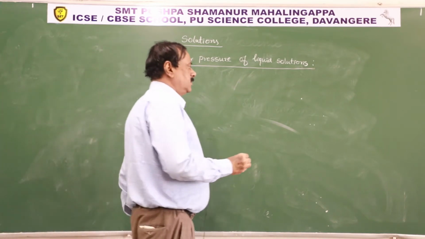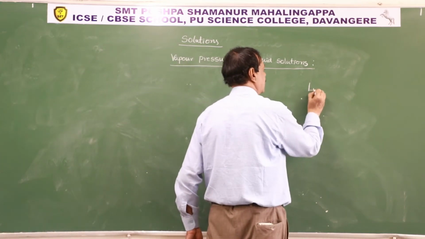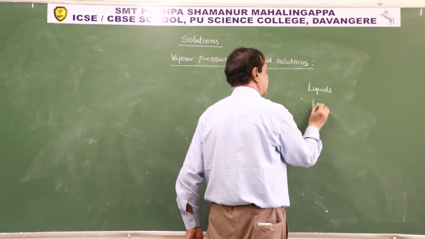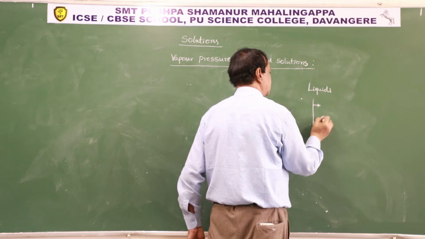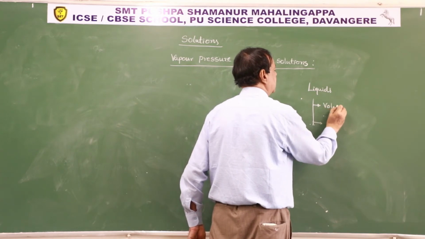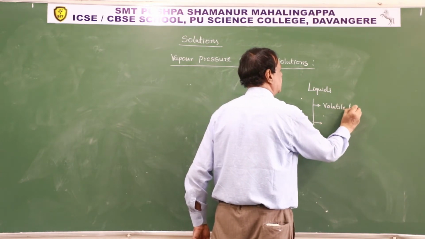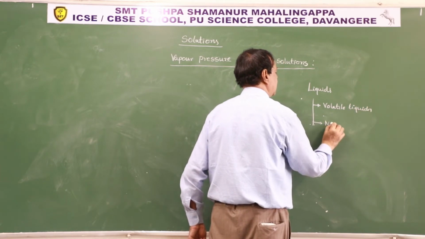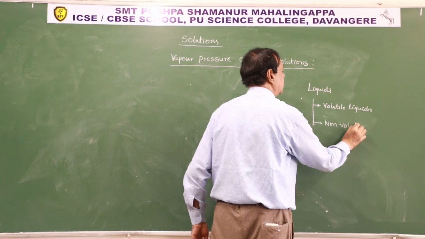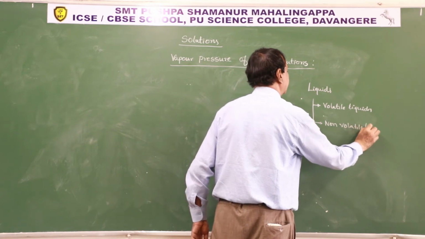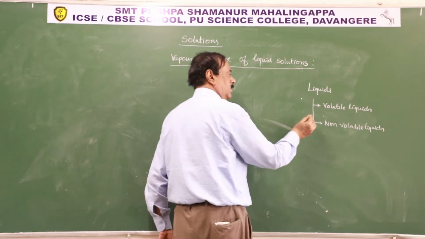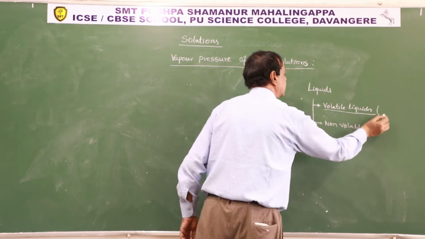Now you know about the liquids. Liquids are categorized into two types. They are called volatile liquids and non-volatile liquids. Prerequisite: what are volatile liquids?